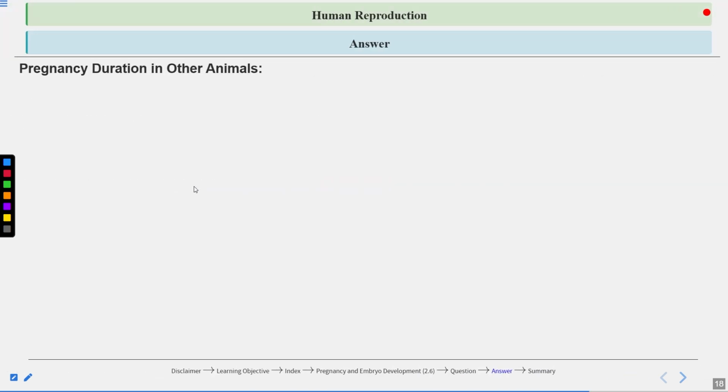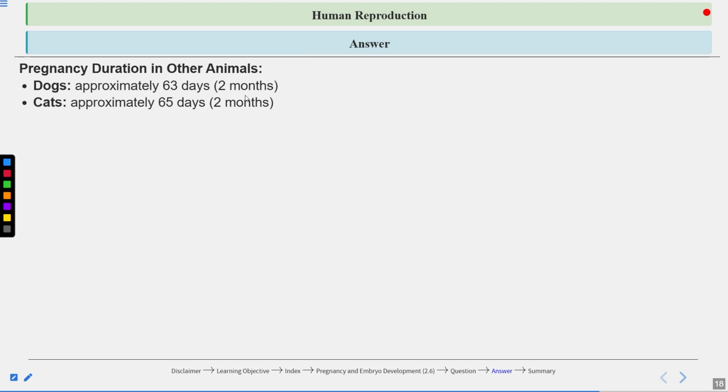Now, pregnancy duration in other animals, let's have a look at the answer for this. In dogs, it is approximately 63 days, or you can say 2 months. In cats, it is approximately 65 days, or again 2 months. In elephants, it is 18 to 22 months, which is longest among the land mammals.